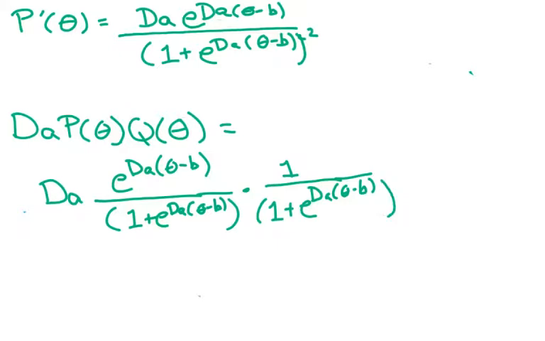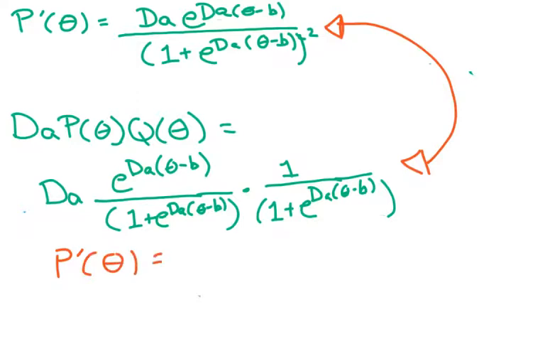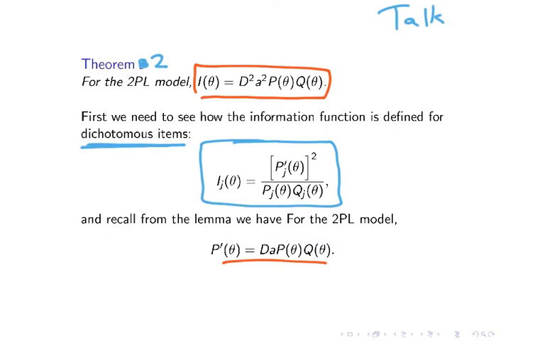So yes, these two are identical. This is what the lemma tells us, that P prime of theta can be written as dA P of theta Q of theta. Now that makes showing this, in theorem 2, I'll call it, easier. Now we are ready to show this.